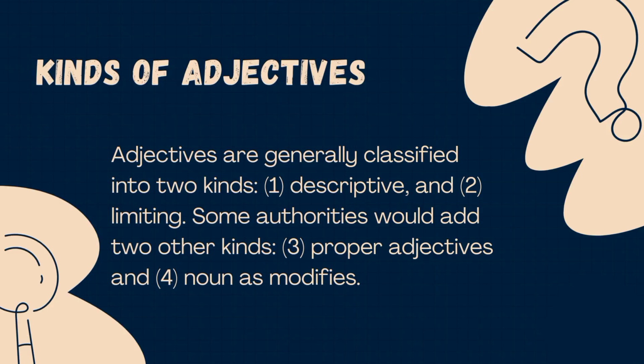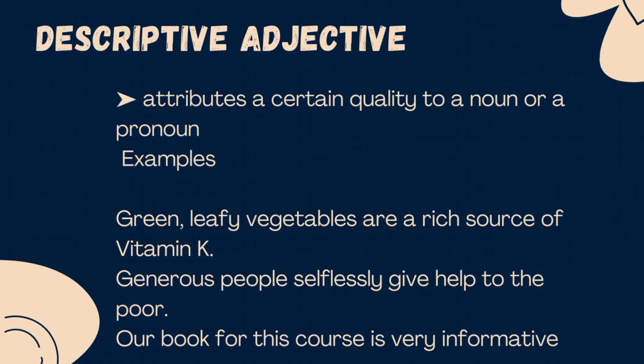Kinds of adjectives. Adjectives are generally classified into two kinds: descriptive and limiting. Some authorities would add two other kinds, proper adjectives and noun as modifier. A descriptive adjective attributes a certain quality to a noun or a pronoun.